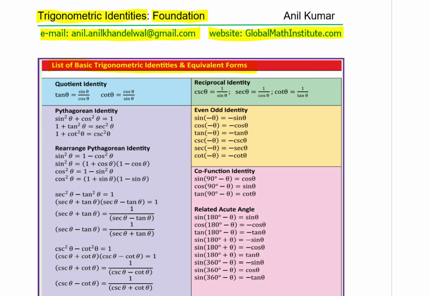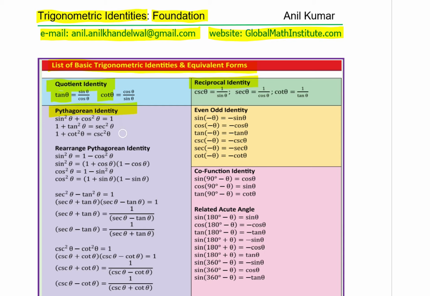So we'll begin with the very basic identity, which is called the quotient identity. Tan theta is the ratio of sine and cosine. Cotangent is the reciprocal of tan, which is the ratio of cos and sine. Now, the reciprocal identities are the secondary ratios. Cosecant theta is 1 over sine theta, secant theta is 1 over cos theta, cotangent is 1 over tan theta, right? Then we have the Pythagorean identities, which are sine square theta plus cos square theta equals 1, 1 plus tan square theta equals secant square theta, and 1 plus cotangent square theta is cosecant square theta.